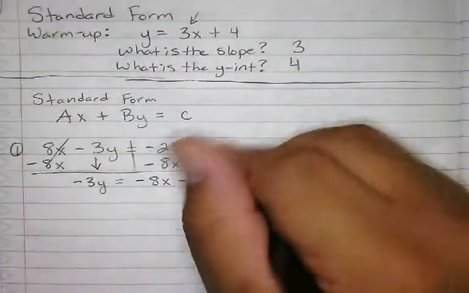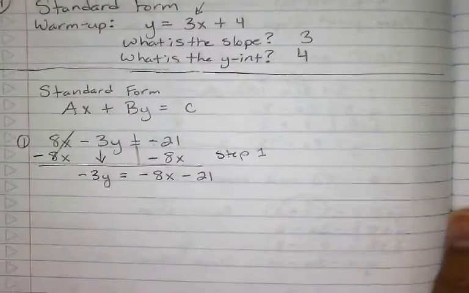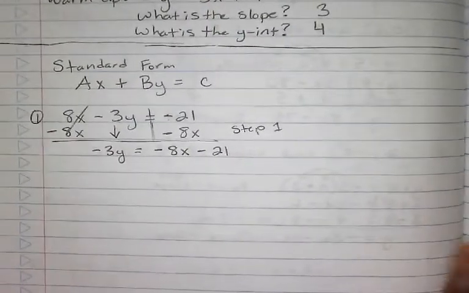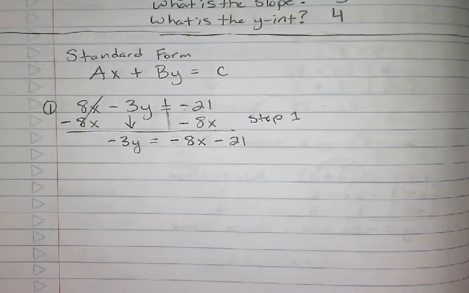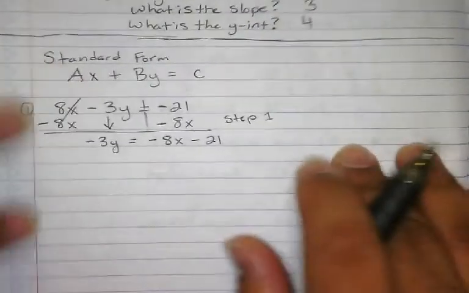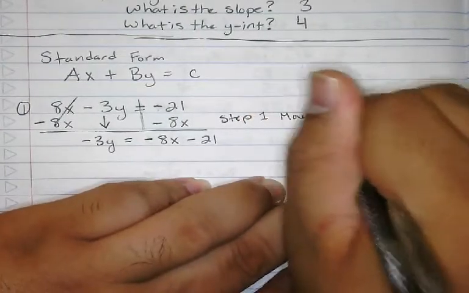So that was step 1. That was your step 1, just moving over the 8x, or the x. Step 1, move the x.